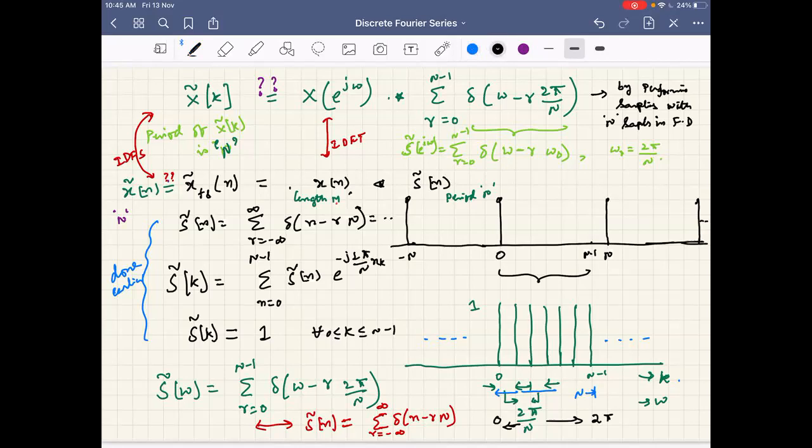Hertz only makes sense. Okay, 20 hertz, 50 hertz, or 2 kilohertz, 5 kilohertz. Even this 2 pi by N doesn't make much sense. But for representation, we are going to the discrete domain. And then for an even better representation, we are going into sequences.